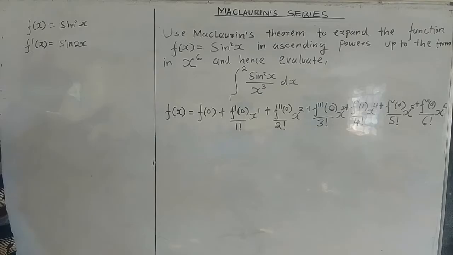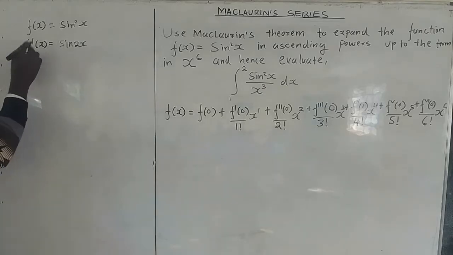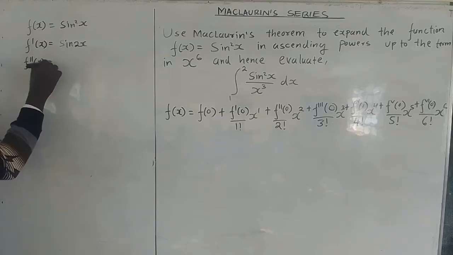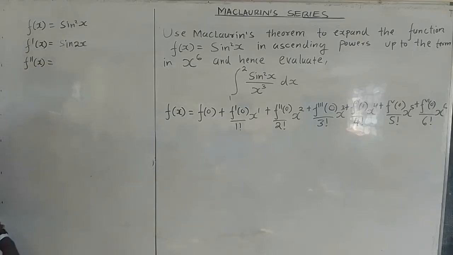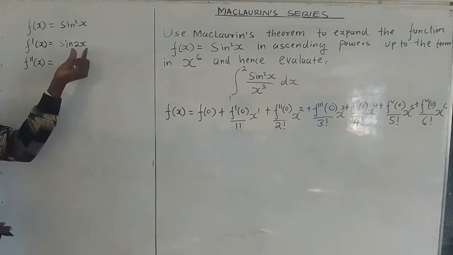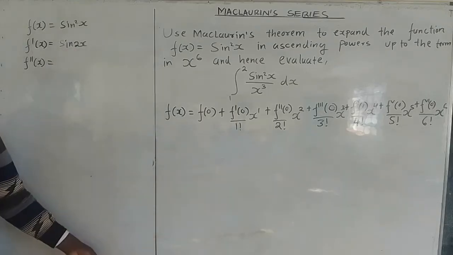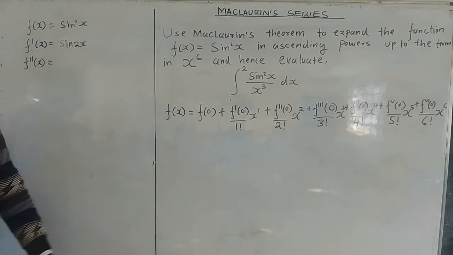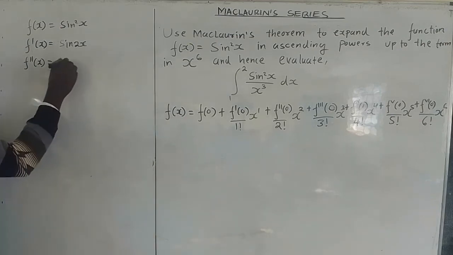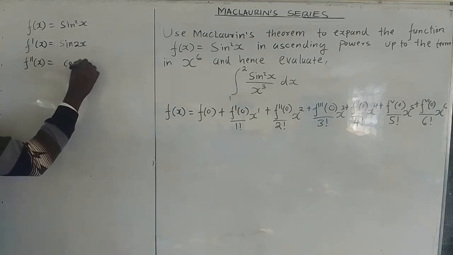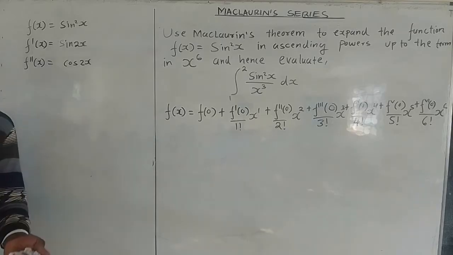Are we together? Good. So if I differentiate f prime, I get f double prime, isn't it? F double prime. So if I differentiate sine 2x, what do I get? You start with the outer function. The inner function is 2x. If you let 2x be t, it's like you are differentiating sine t. So if you differentiate sine t, you get cos t. And in cos t, what is your t? Your t is 2x. So you are done with the outer function.